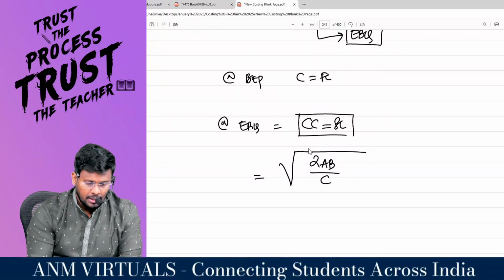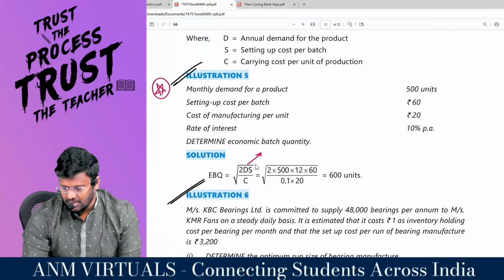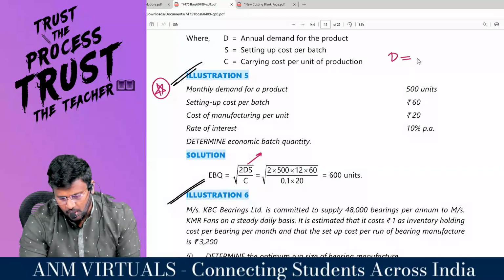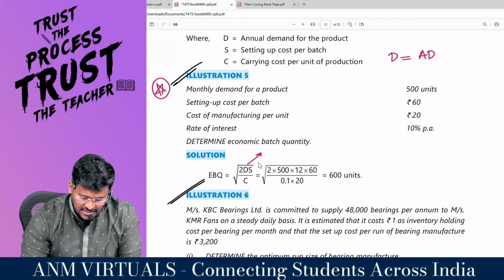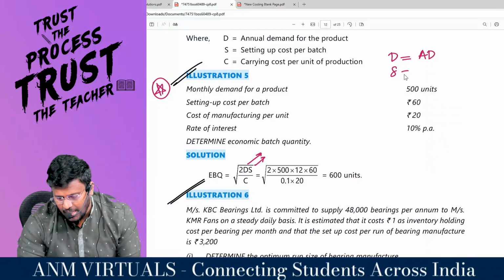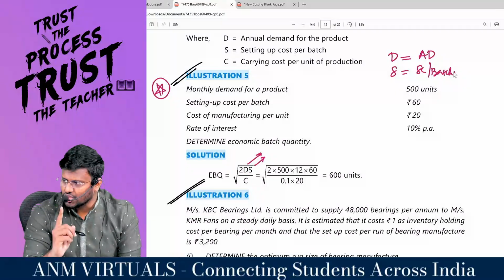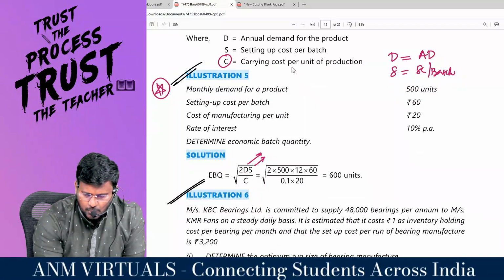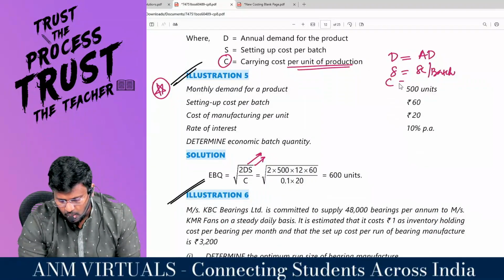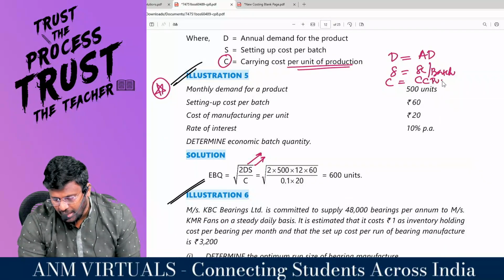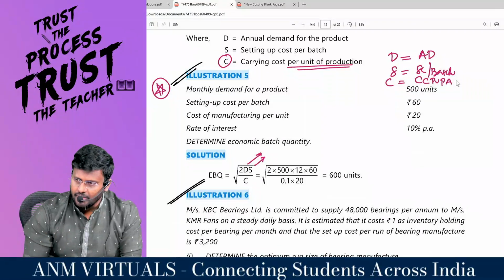Sir, first we will call that A as demand, which is D. D is equal to annual demand. Sir, S stands for setup cost per batch, setup cost for one batch. C stands for carrying cost per unit per annum. Sir, C is equal to carrying cost per unit per annum. You should be very clear with the data, man.